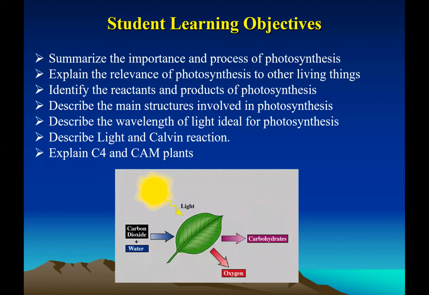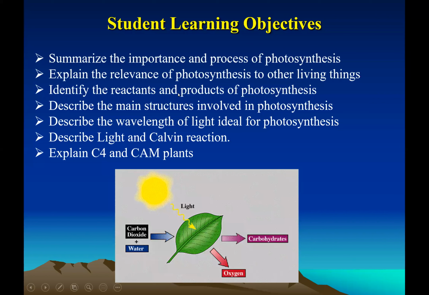The main student learning outcome is that you understand the importance of photosynthesis. It's an amazing fundamental chemical reaction that is sustaining life. There won't be life without photosynthesis. So you'll be able to understand the importance of photosynthesis. You will understand the relevance of photosynthesis to all the other living organisms on Earth.